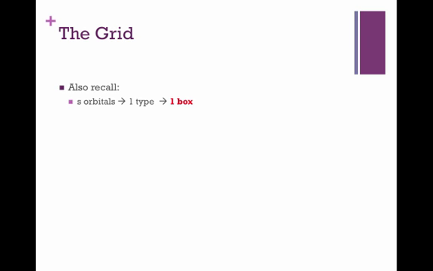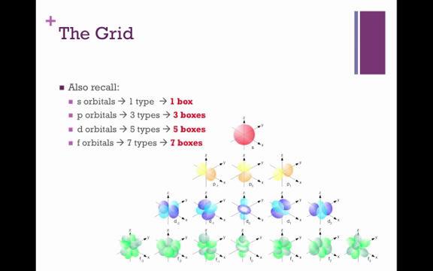S orbitals. If you recall from the pictures we drew, there was only one type of S orbital, which means all S orbitals simply need one box. P orbitals had 3 different pictures, there were 3 boxes. D orbitals had 5 pictures, there were 5 boxes. And finally, F orbitals had 7 pictures, therefore there's 7 boxes.